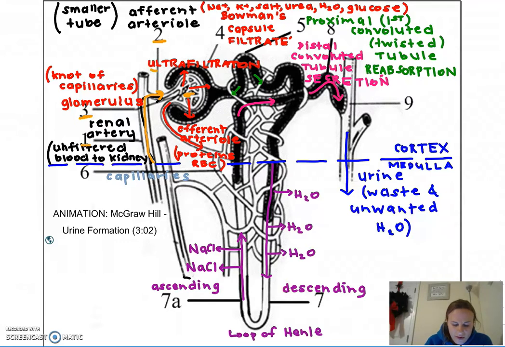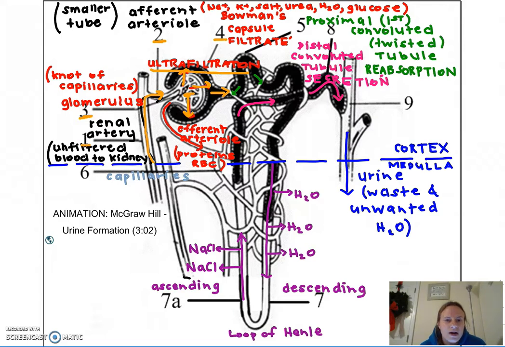This is the site of ultrafiltration, meaning that small molecules are going to be able to filter out of the glomerulus and go to the Bowman's capsule. So that is structure number 4, Bowman's capsule. Ions such as sodium and potassium, salt, urea, water, glucose, those will all be filtered from the blood in the capillaries in the glomerulus to our Bowman's capsule. And now the liquid that's in our nephron is called filtrate.